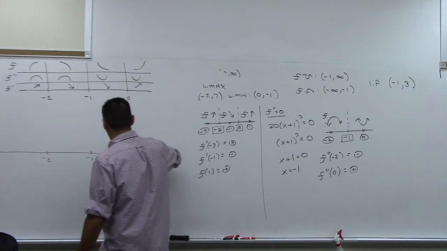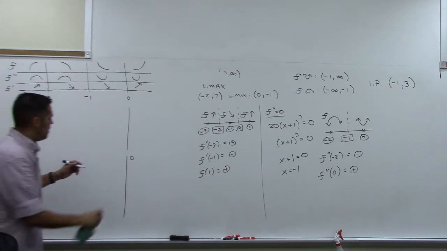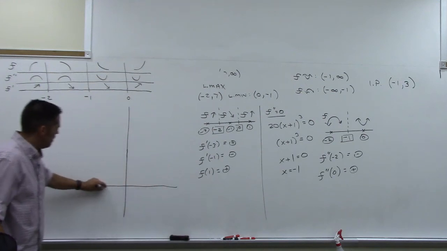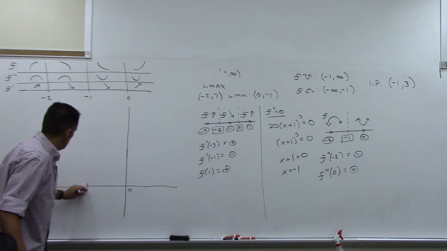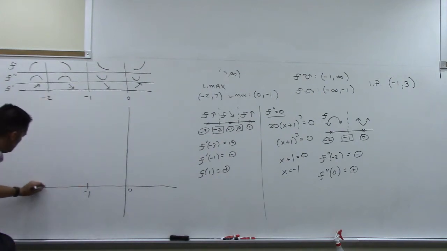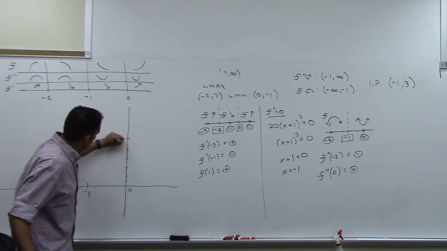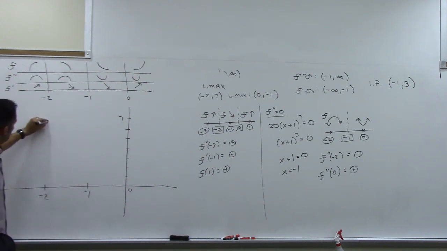I'm going to do it this way. Just going to move this axis down since most of my points are above the x-axis, or pretty close to it. I'm just going to move this down like that. So here's 0. Here's -1. Here's -2. So at -2, I'm up at 7. So let's say 1, 2, 3, 4, 5, 6, 7. There's 7. So at -2, I'm right there.